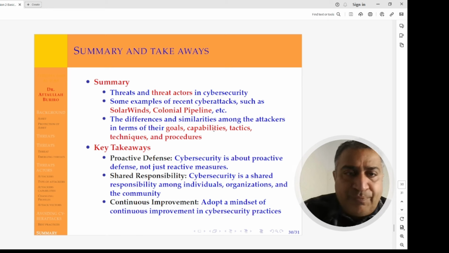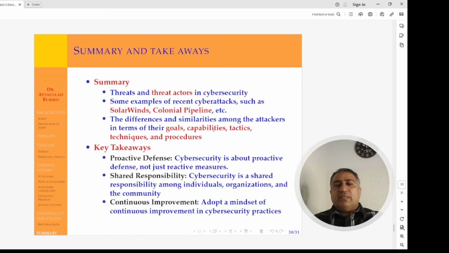So in summary, we discussed threats and threat actors in cybersecurity, and the differences and similarities among the attackers in terms of goals, capabilities, tactics, techniques, and procedures. We talked about attack vectors as well. We talked about different attacks from network, host, and application perspectives.